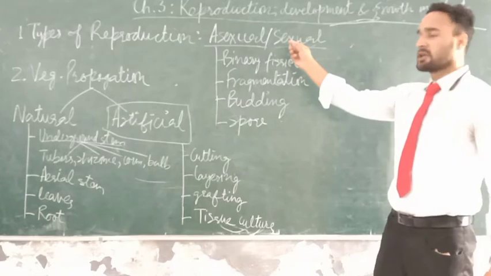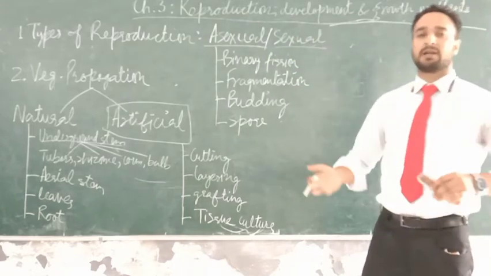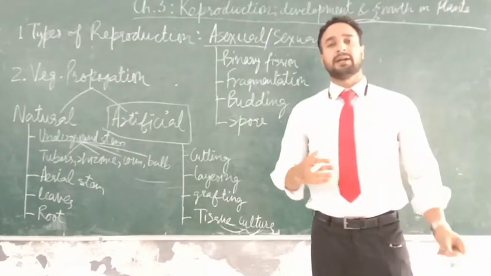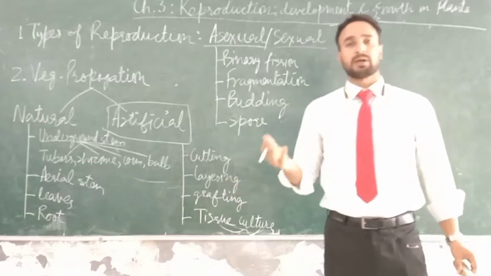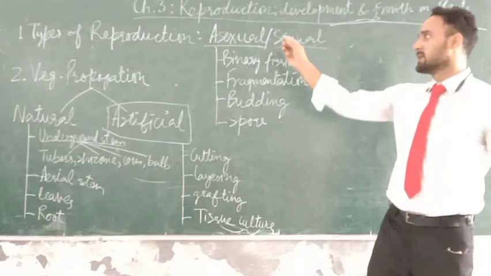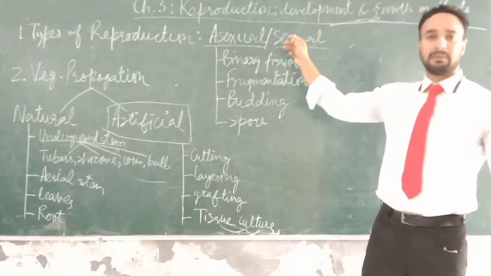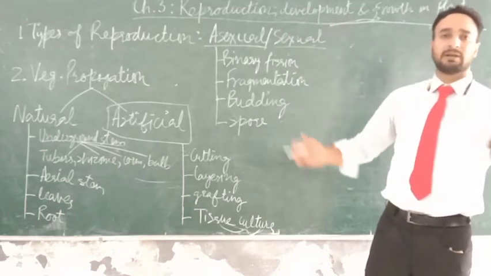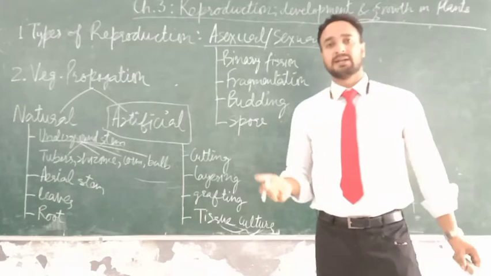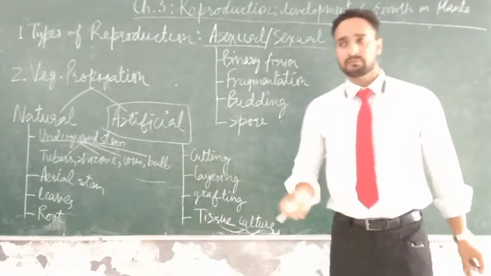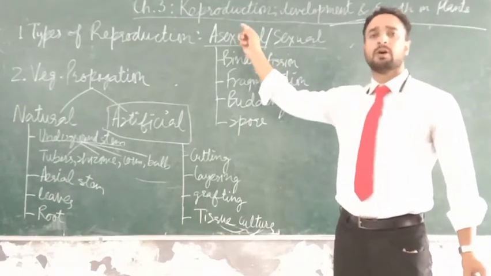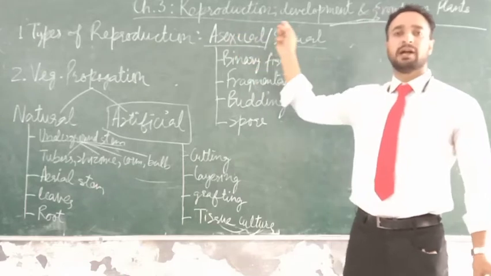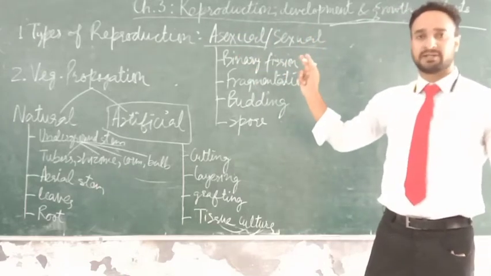But in the case of sexual reproduction, both parents are involved. One is the male parent and the other is the female parent, and they give out their gametes. The male gives gametes called sperm cells, and the female gives gametes called eggs, as in the case of human beings. So in asexual reproduction, only one parent is involved, and in sexual reproduction, two parents are involved.